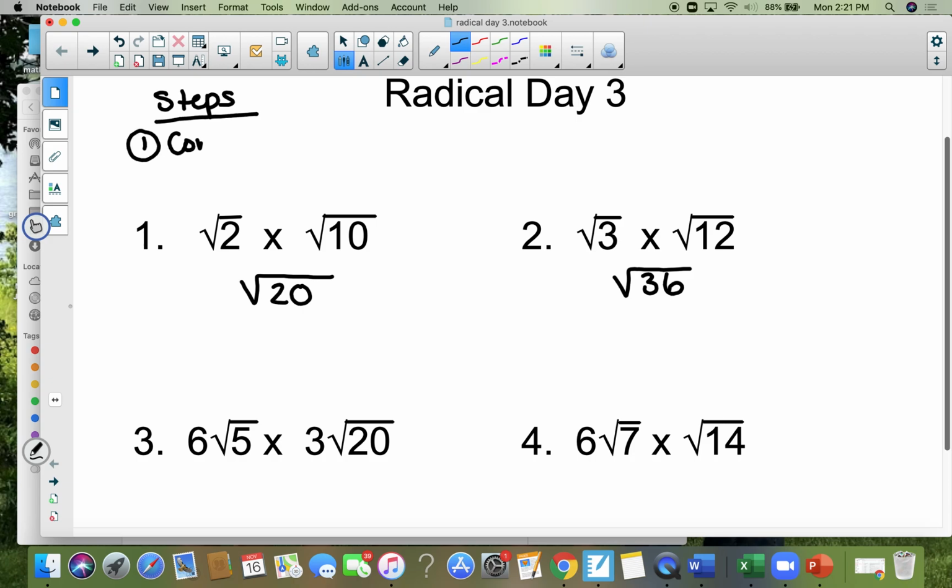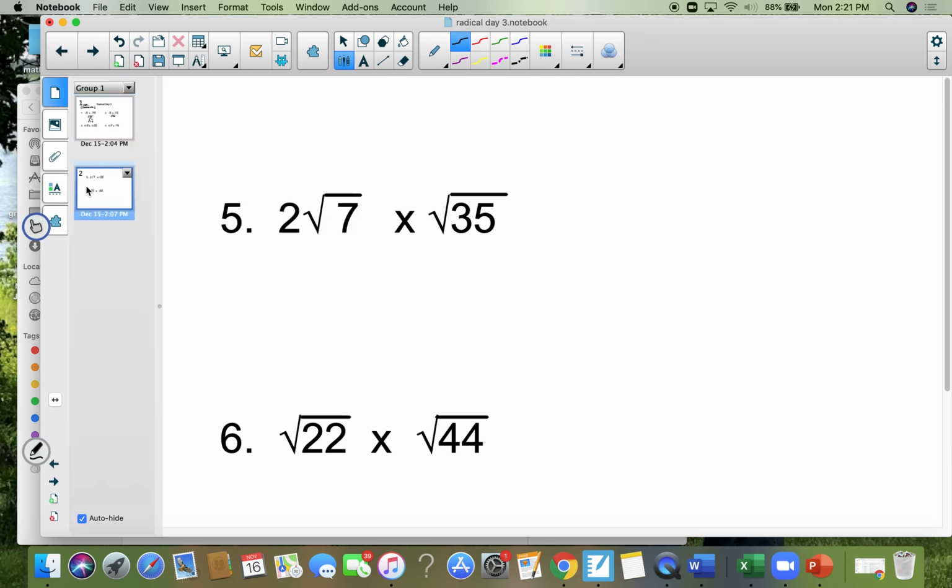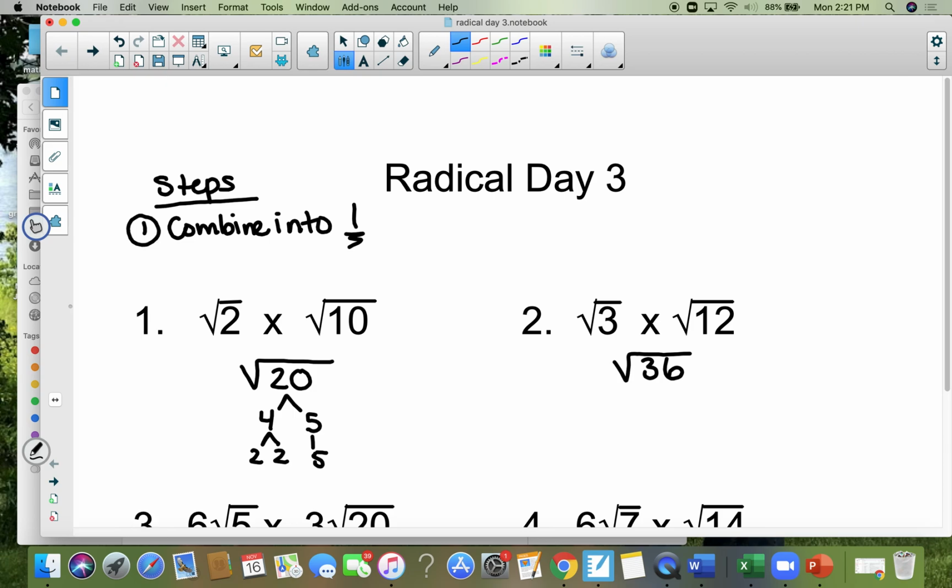Combine them into one radical. And then once it's combined into one radical, you're just gonna do a prime factorization. 4 times 5. 4 is made up of a 2 and a 2. Bring down your 5. In this radical day 3, they're all going to be square roots. So if they're square roots, you are looking for only pairs of stuff to take out. So I can take a 2 out, but the 5 does not have a pair, so it has to stay inside. Final answer.